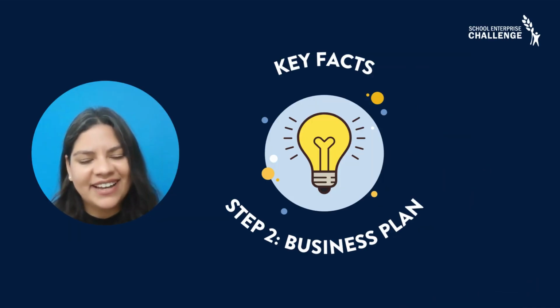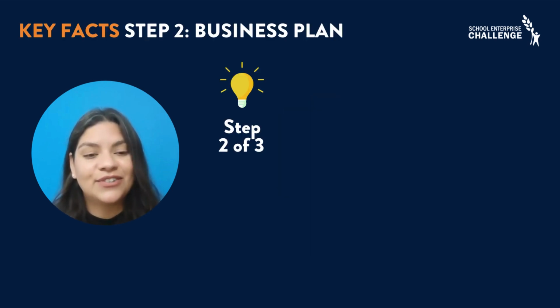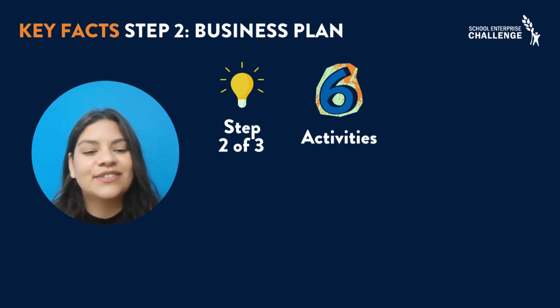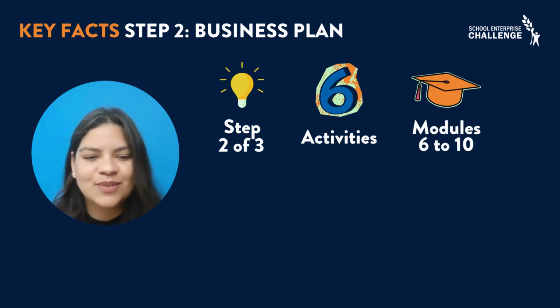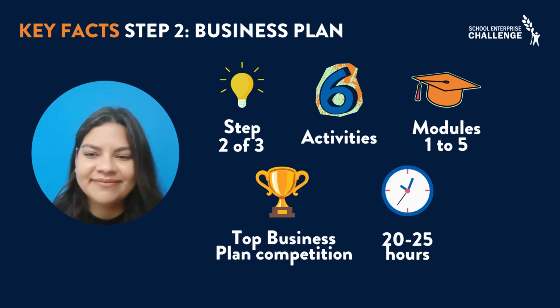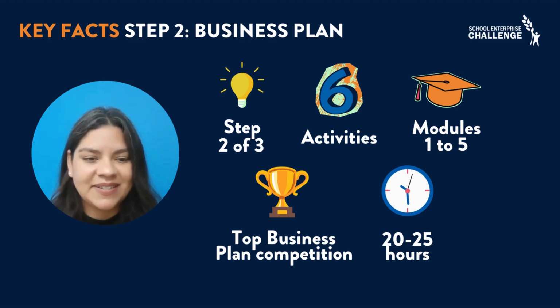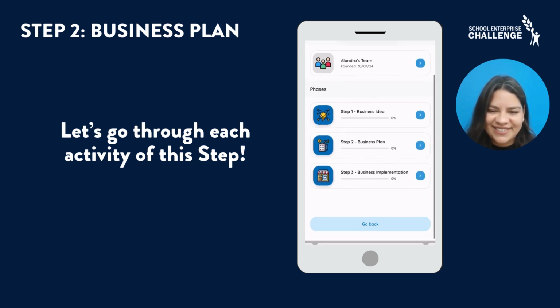Here are some key facts about step two, business plan. Step two is the second of three steps in the School Enterprise Challenge program. It consists of 6 activities designed to help you develop a strong business plan. We provide 5 modules to support teachers in completing these activities with their students. It usually takes 20 to 25 hours to complete the activities. By the end of this step, your business team will have a solid business plan to launch your business. Let's go through each activity.